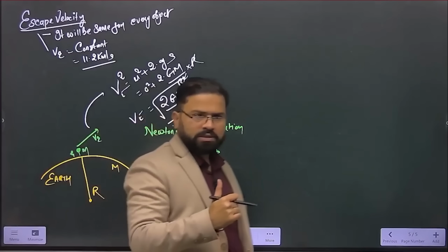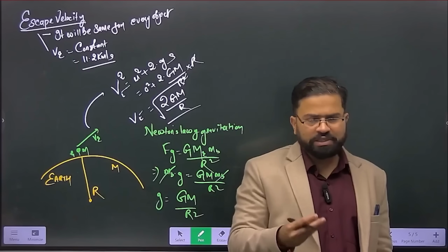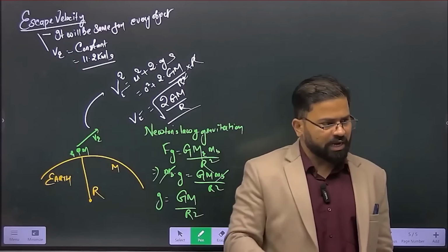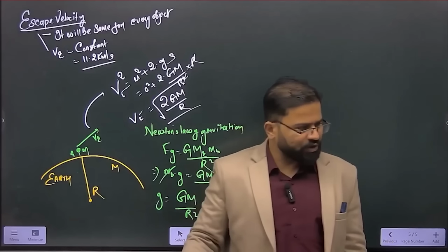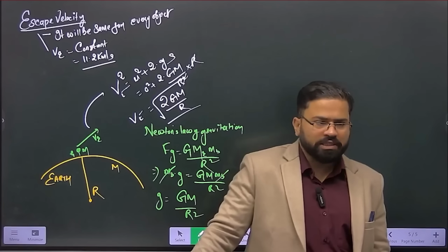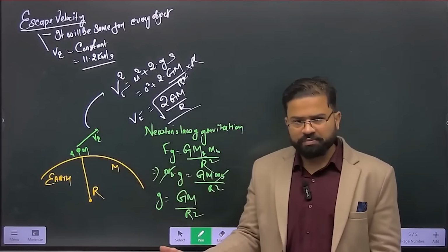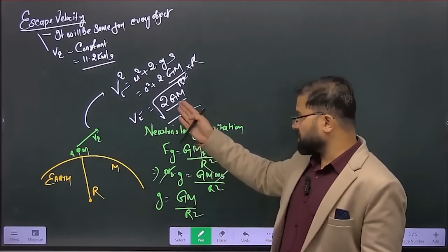Square root of 2GM upon r. 2 is constant, G is the gravitational constant, M is mass of the earth, r is radius of the earth. That means if you want to calculate the escape velocity, it is independent of the mass of the object to be thrown. Obviously, it will be constant for everything.